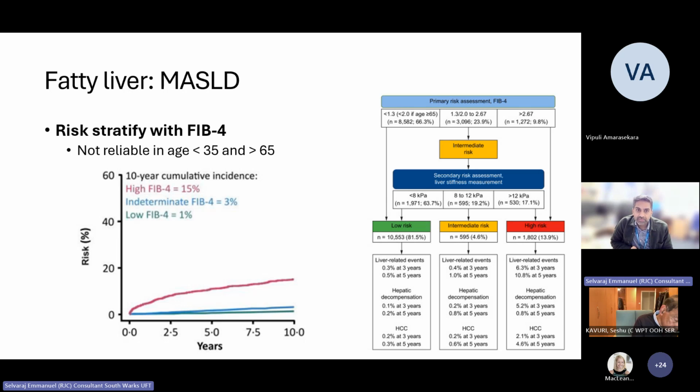So again, bear in mind some of the pitfalls: it's not a reliable test in extremes of ages, as I put there, less than 35 and over 65. So they need another test to risk stratify them.